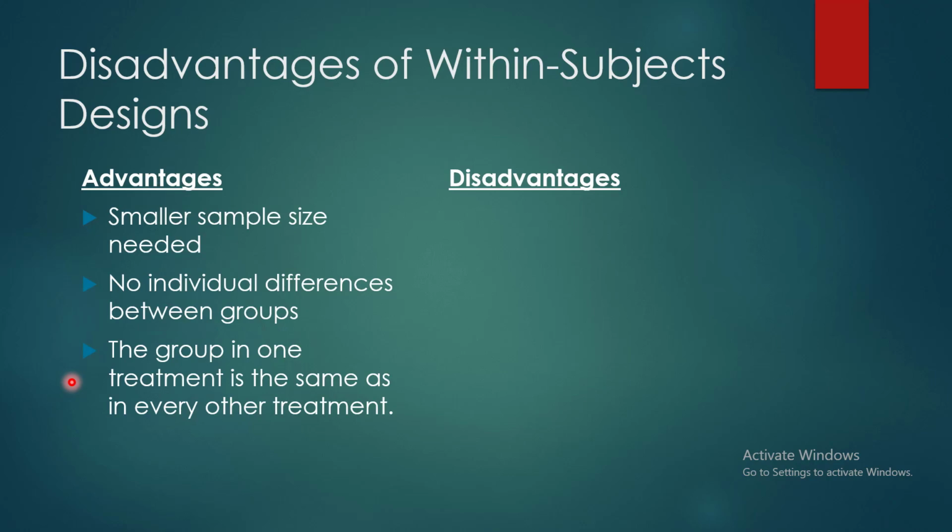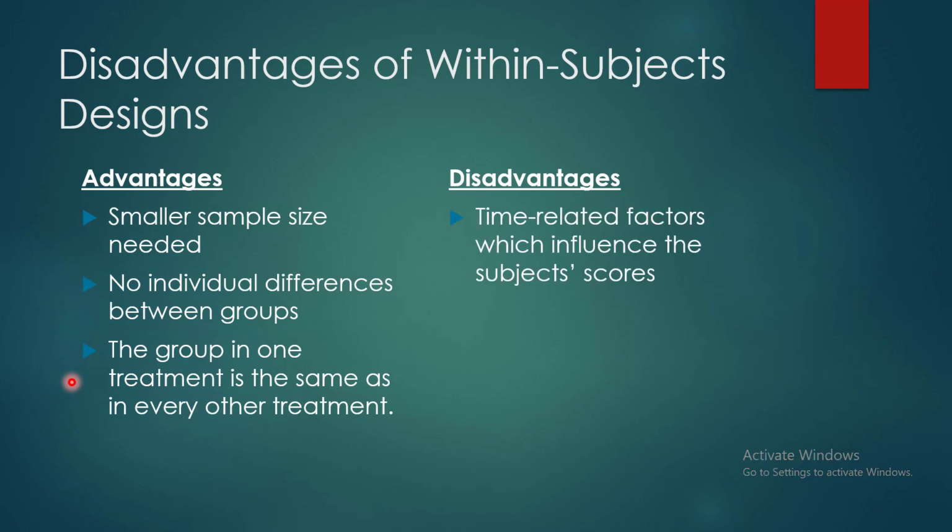Every subject serves as his own control and appears in every treatment condition, so those individual differences aren't going to confound your study. However, we have disadvantages. We have these time-related factors which can influence the subject scores. We talked about time-related and order effects, and those can affect the outcome. There also might be participant attrition, where especially if you're measuring over a sequence of weeks or months, people might drop out. That's just a fact of life.